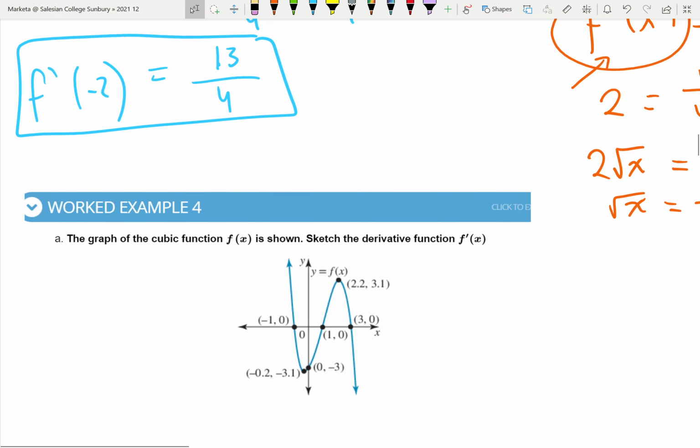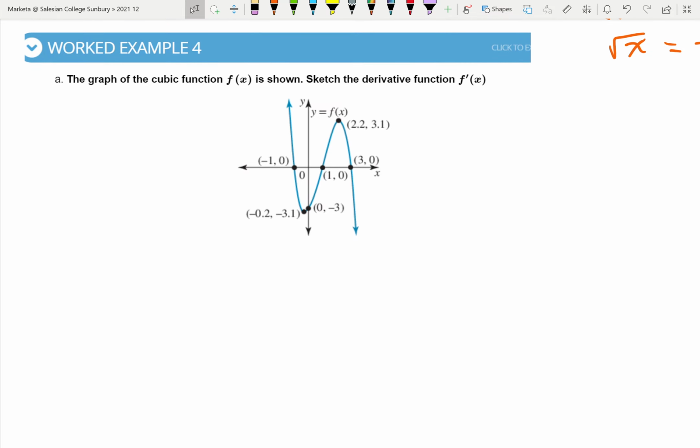Okay. The graph of the cubic function f of x is shown. Sketch the derivative function f dash of x. Okay, I like these very much, sketching derivative functions. I feel I have quite a foolproof way of doing it. So if you follow along with this, you might find that it works very well for you.